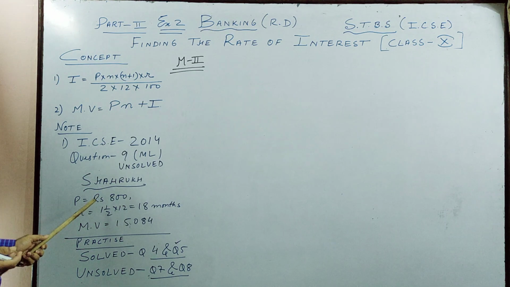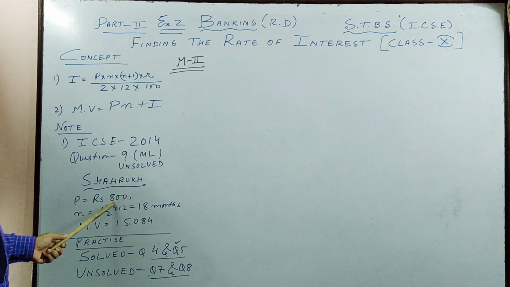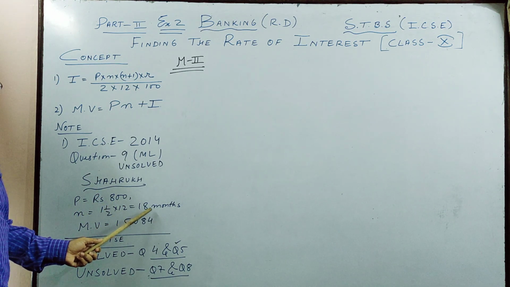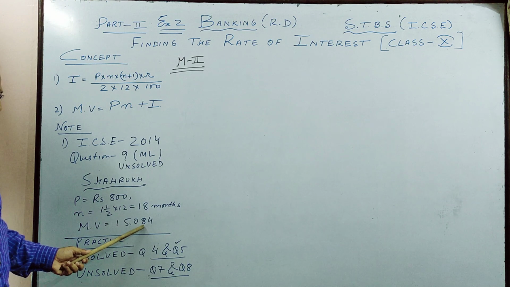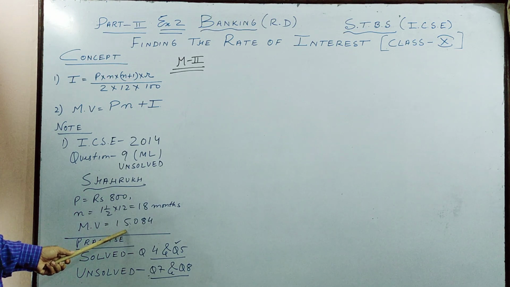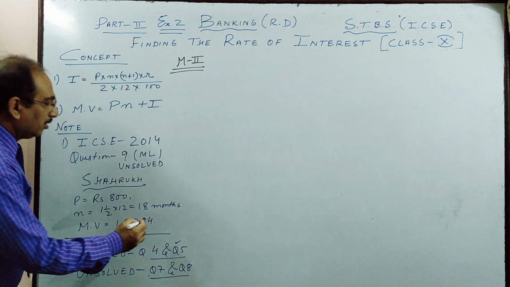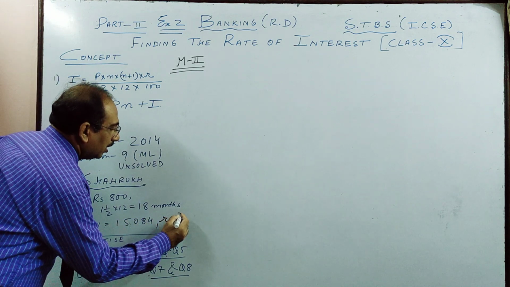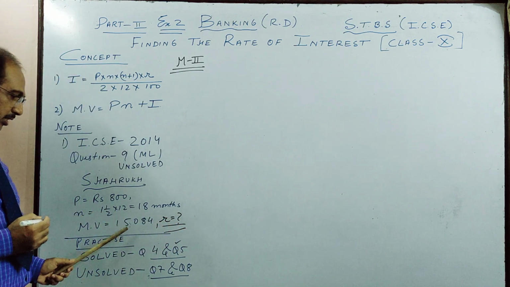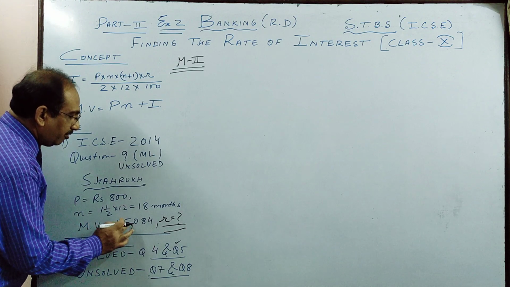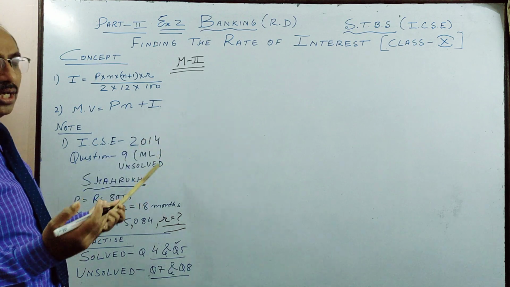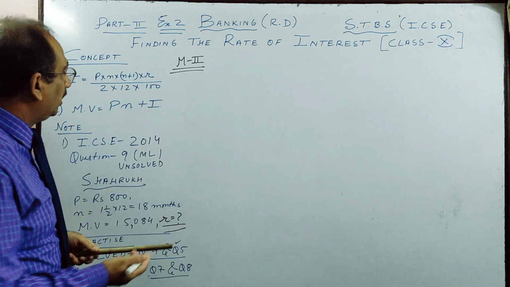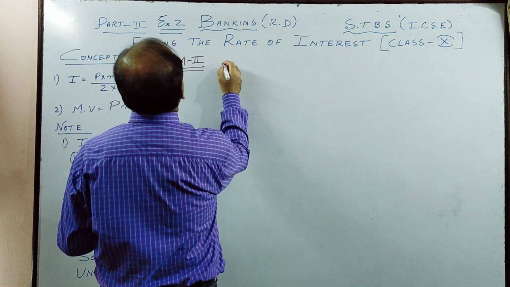So Shahrukh deposits 800 per month for 1.5 years, that is 18 months. And at the end of 1.5 years, he gets 15,084. So you have to find what is the rate of interest. So this is the maturity value. Okay, so here we go by method 2. Both are given in the book. Both are equally good. So we use I.